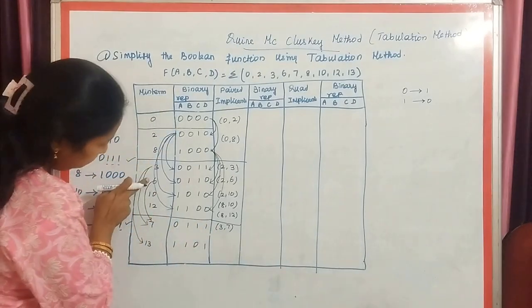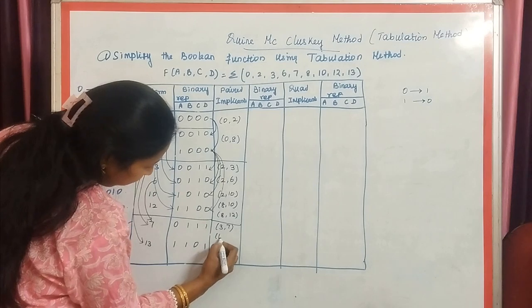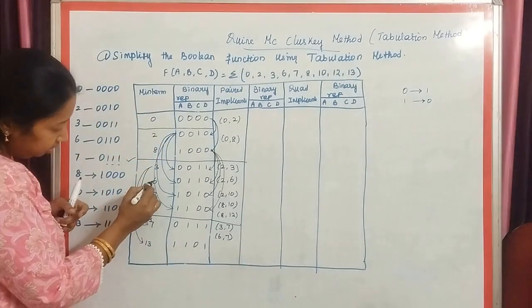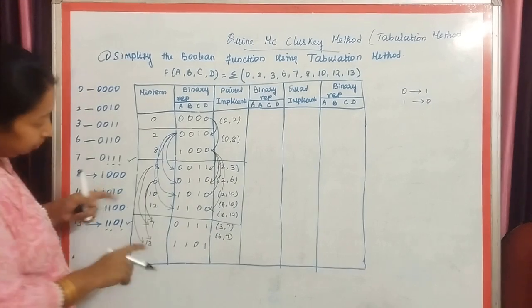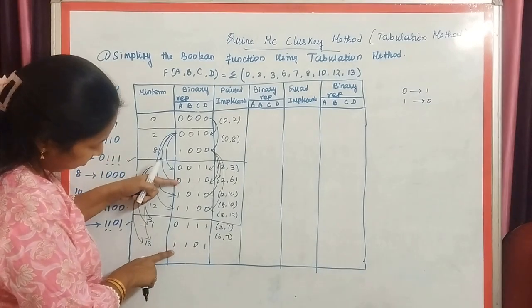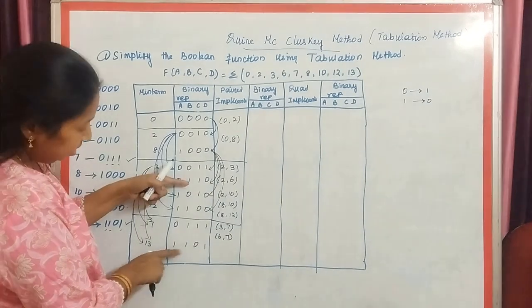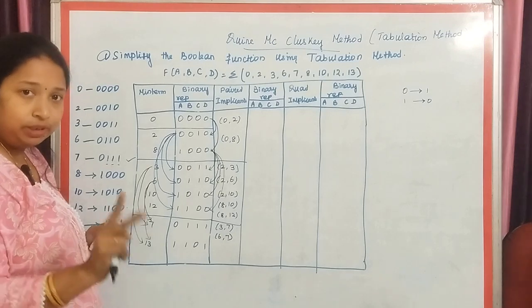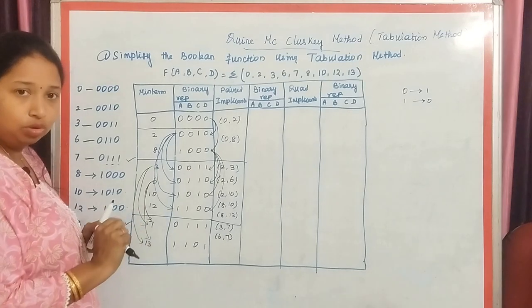Fine. So what are the numbers that we checked? 6 with 7. So I'll write 6, 7. Clear? Now compare 6 with 13. When I'm comparing 6 with 13, first digit, there is a bit change. Second bit, no change. Third bit again, there is a bit change. So a 2-bit change has already happened. So I cannot include this pair.